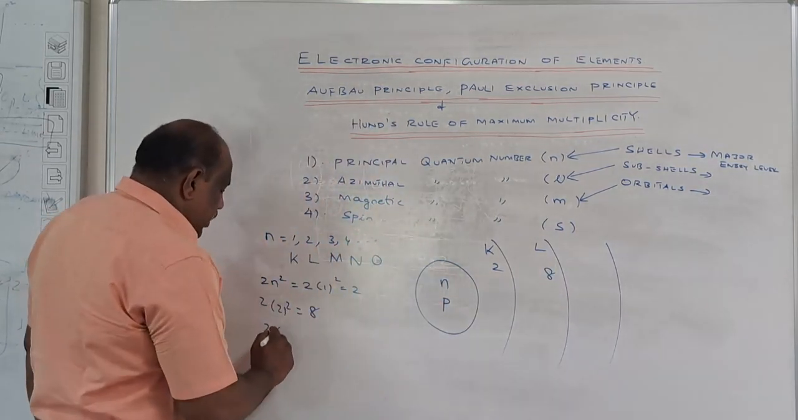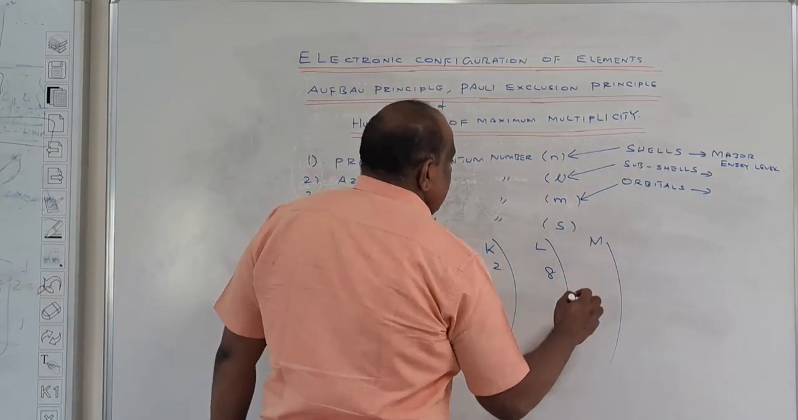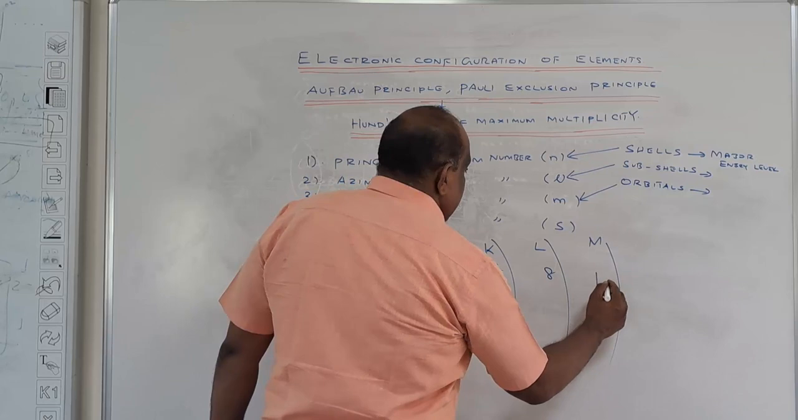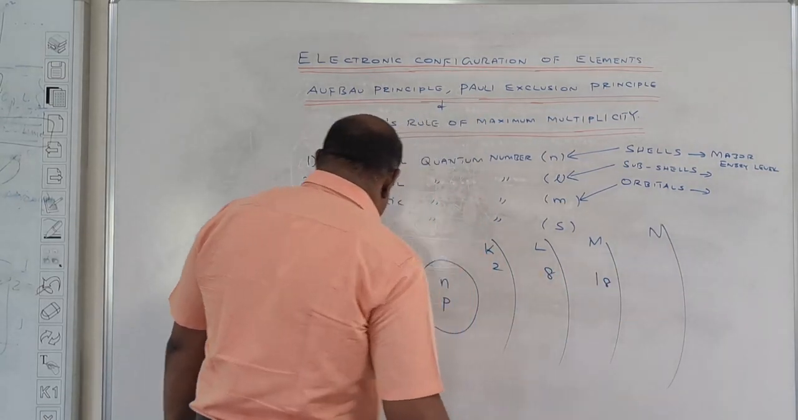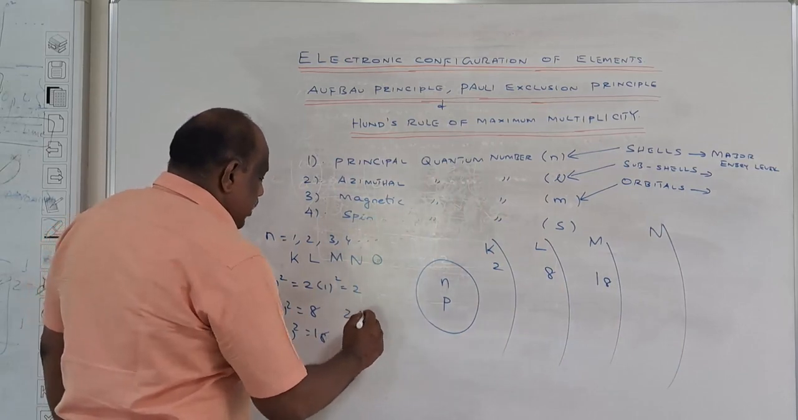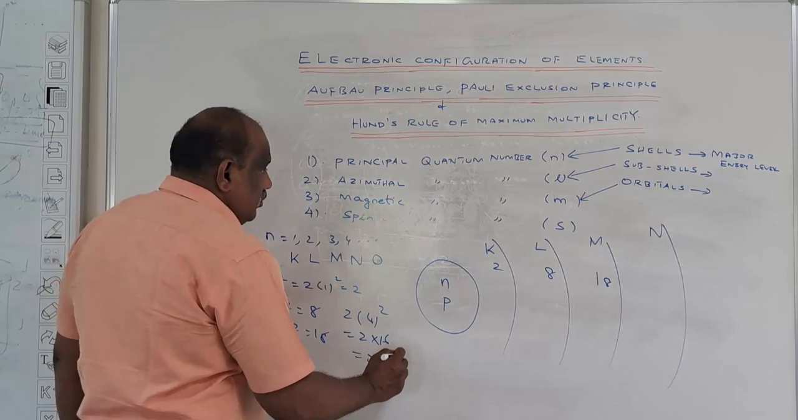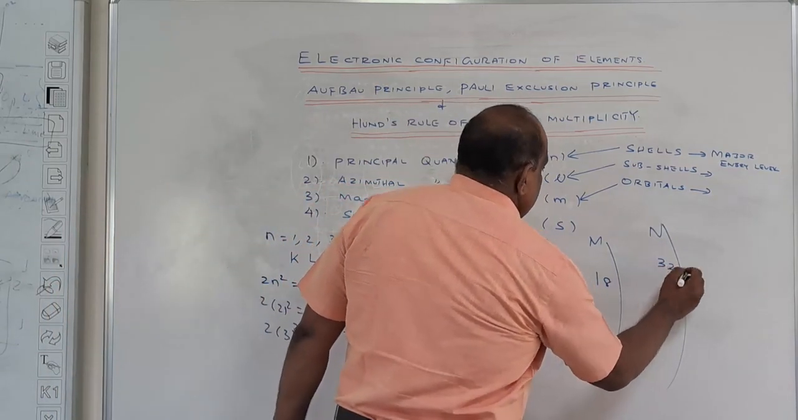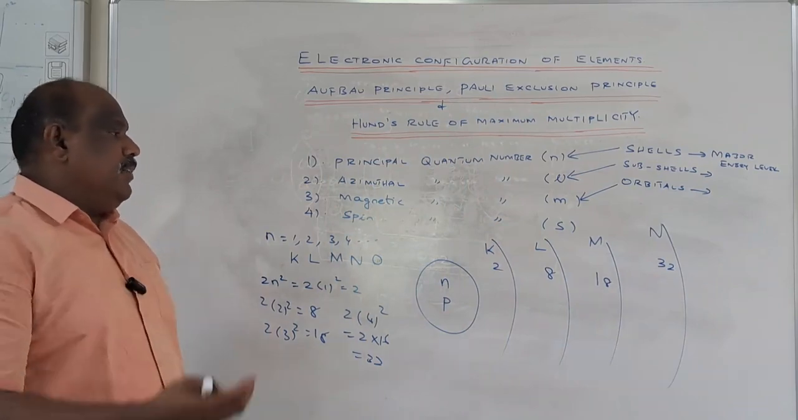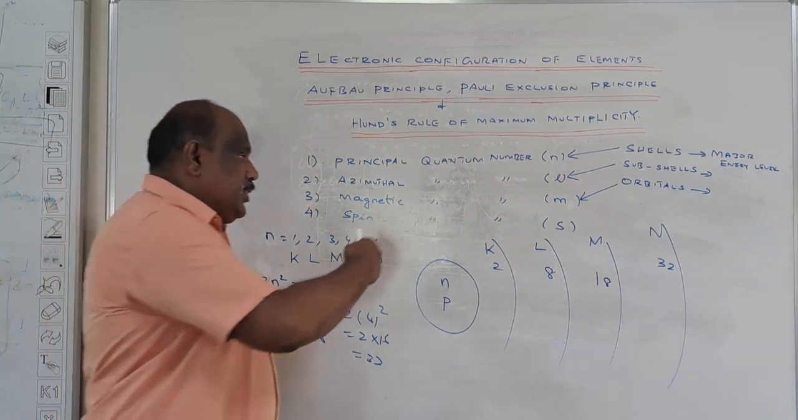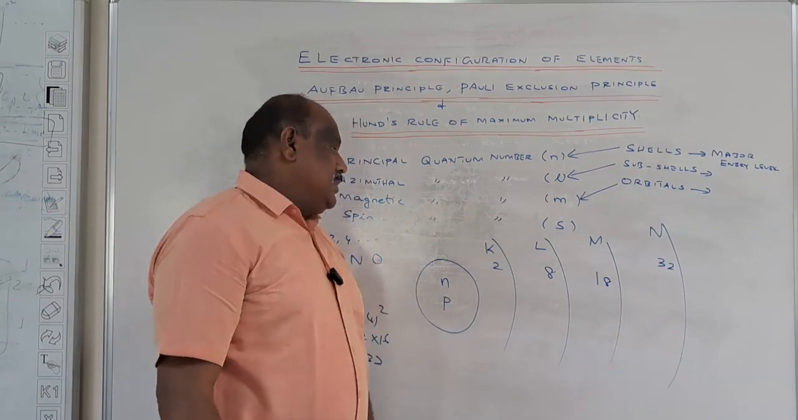And 2 into 3 squared is 18. So the M shell, or the M energy level, will have 18 electrons, and the N shell will have 2 into 4 squared, so 2 into 16 is 32 electrons. So we can see the maximum number of electrons in the N shell, or the N major energy level, is 32. Now within the shells there are subshells.